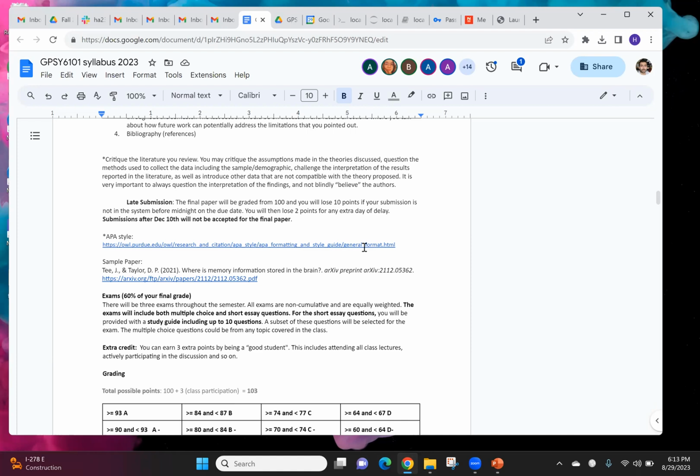So the exams are 60% of your grade. We'll have 3 of them throughout the semester, and they have both short essay questions and multiple choice questions. The short essay questions will come from a study guide. We'll give you a set of questions and we'll pick some of them for the short essay. However, there are also multiple choice questions that could come from anywhere in the material that was covered. It does not have to be part of the study guide, but it will be something that we covered in the class.